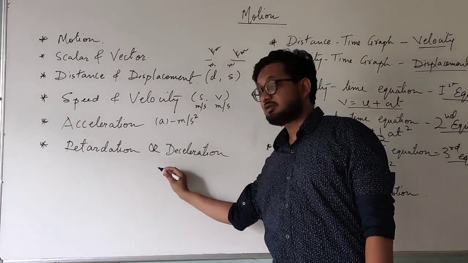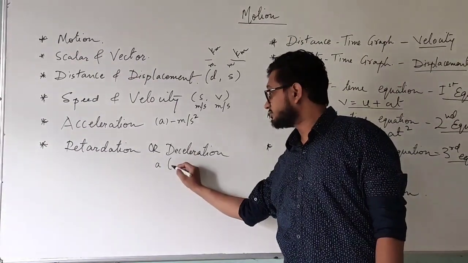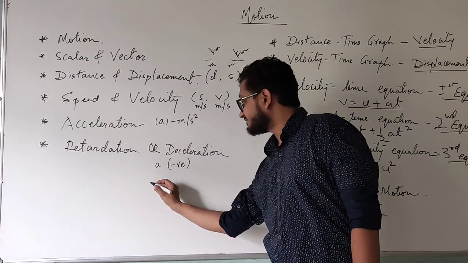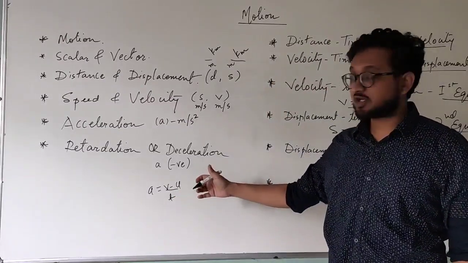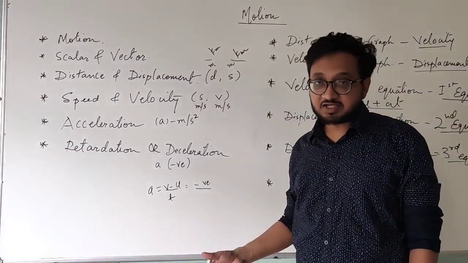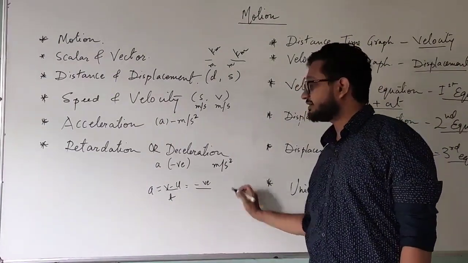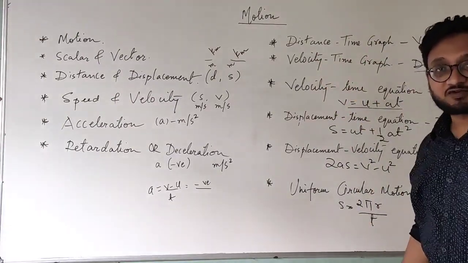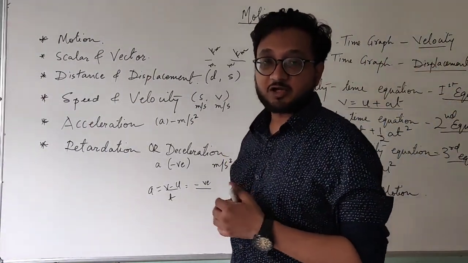In retardation, it is also acceleration, but because the velocity is decreasing, it is always going to have a negative sign. For finding the acceleration, we know the formula a is equal to v minus u upon t. When you apply this formula, you will get the answer with a negative sign, because the velocity is decreasing, so acceleration is negative. But its unit is the same, meters per second square. Distance time graphs, don't forget the different graphs that we have studied. You can find the velocity and so on. I hope it is clear to you, students.